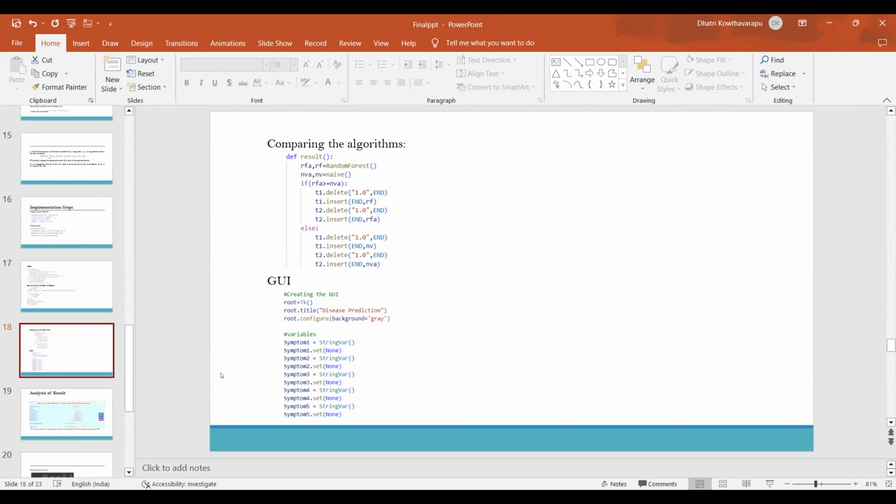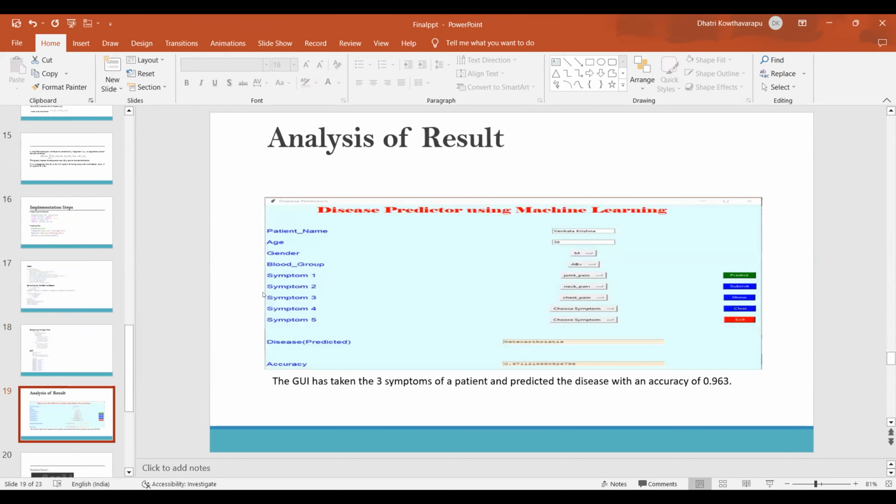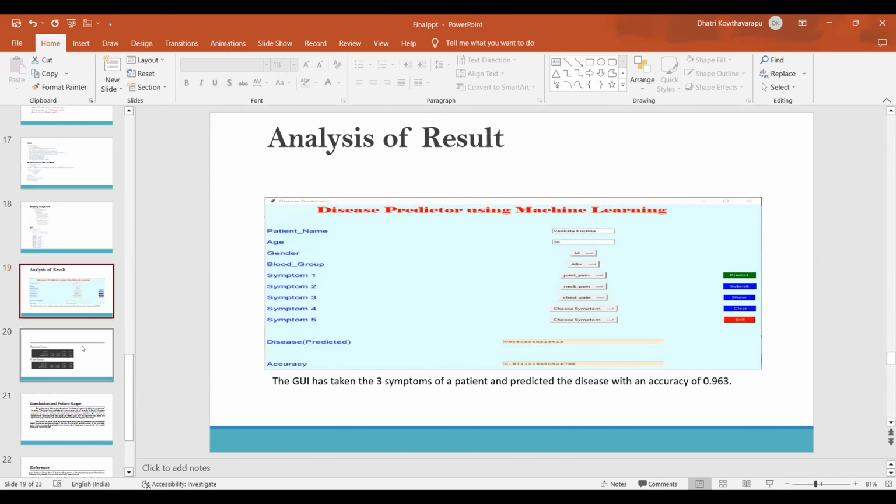For the GUI, this is the code, and this is how the GUI actually looks. We can enter the patient name, age, gender, and blood group, with the 5 symptoms. It can predict with a minimum of 2 symptoms, and it will give the disease name with an accuracy between 0 and 1. If the accuracy is nearer to 1, it is more accurate. If it is less than 0.5, it is less accurate, and maybe the chance of the disease will be less.